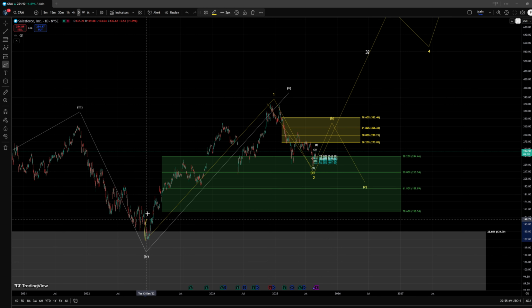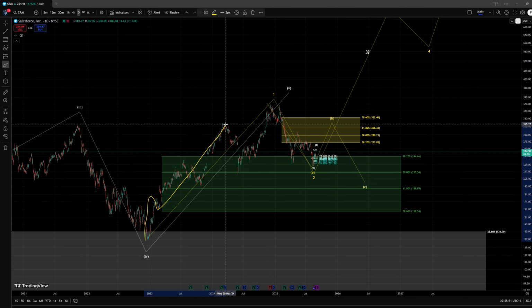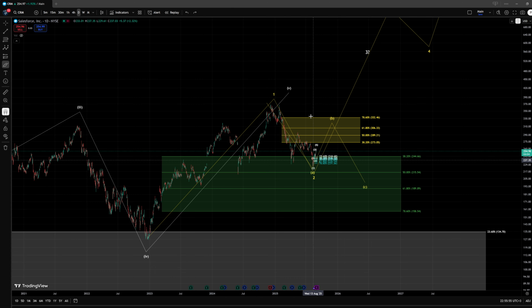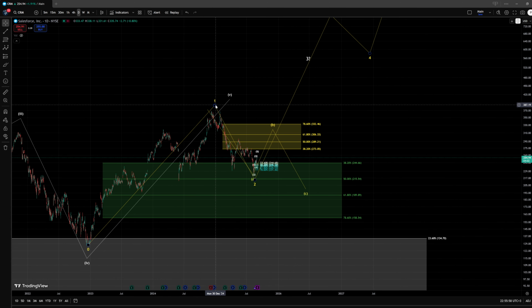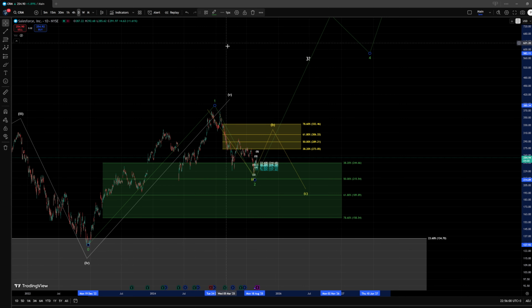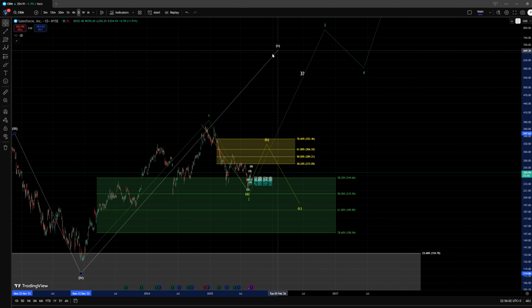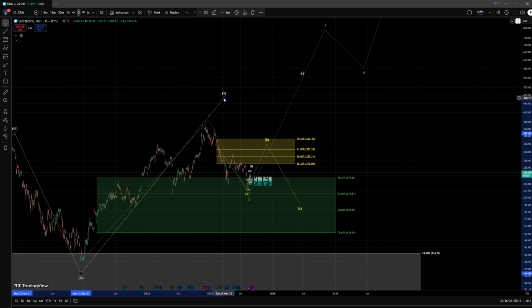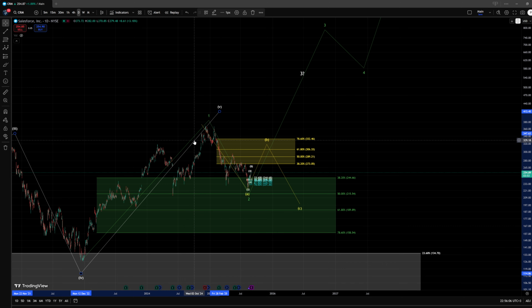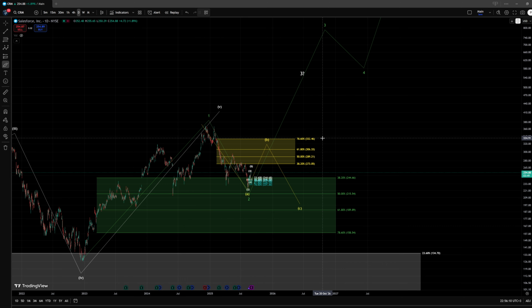I could say that this is a 1, 2, and then this would be a third, a fourth, and then a fifth here. It would be an ending diagonal in this case, but nonetheless it could still form a larger 1, 2 setup and allow this fifth wave to extend. But we would only get more confident in this idea once we actually break above the yellow resistance zone. So for now, these are the levels. This is the trade setup.